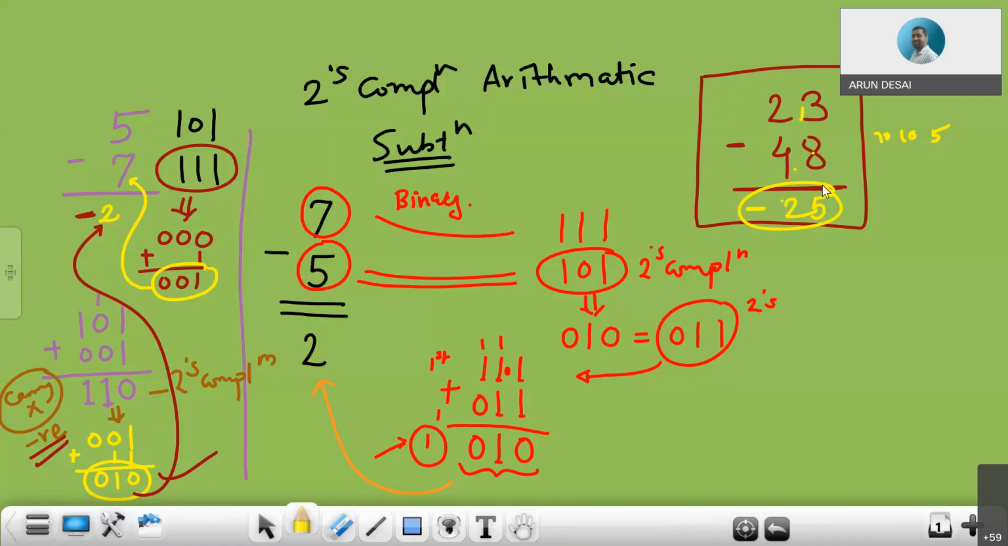So what is the first step? You need to find the binary equivalent for 23 and the binary equivalent for 48, right? Then you need to go for two's complement of the second number, right?